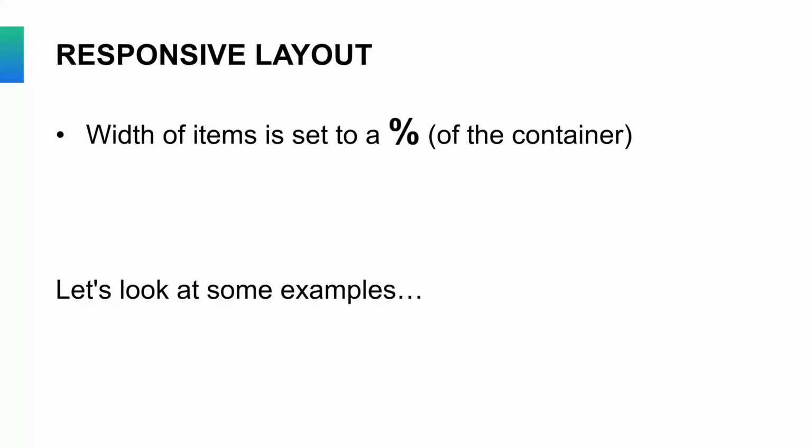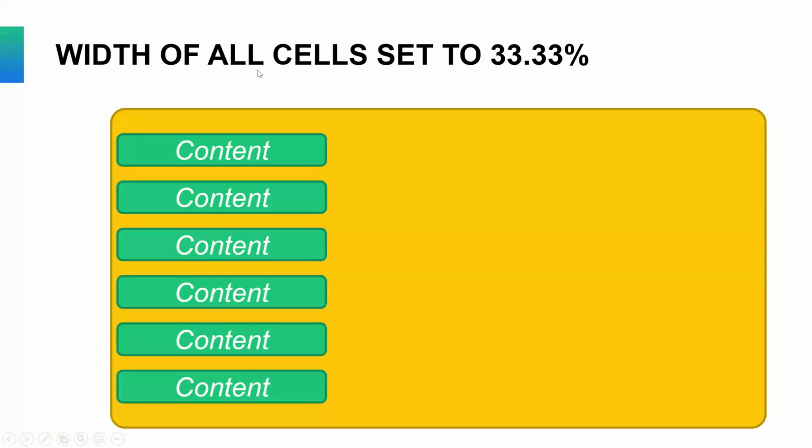The way it works with the responsive layout is we set the width of the items, those are the divs inside the container, to a percentage of the width of the container. For example, 50% or 30% or 20%. It's always a percentage. So for example, if we set the width of our cells to 33.33%, which is the closest I can get to a third without going on forever, then our divs would stack one on top of the other, but they'd be less wide. They wouldn't fill the full width of the container.